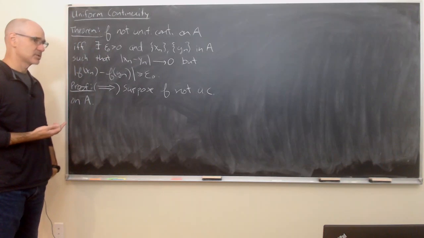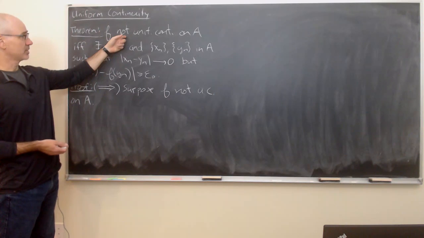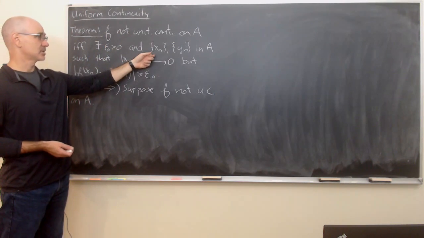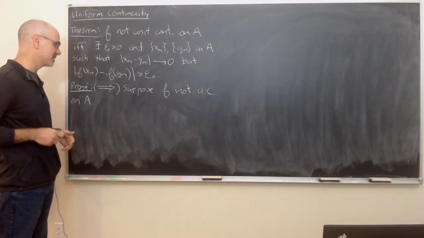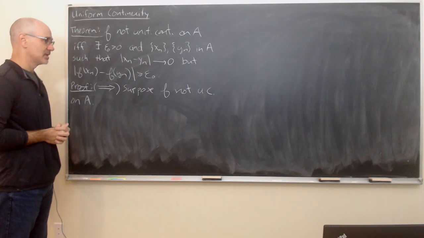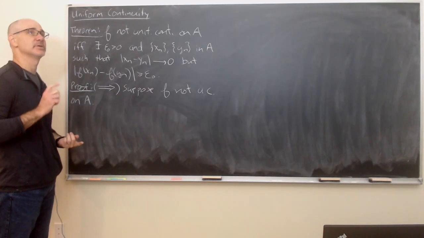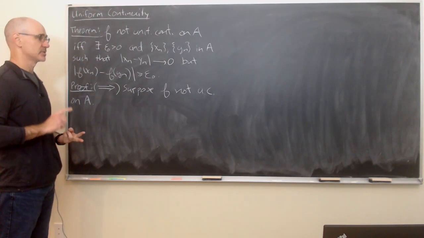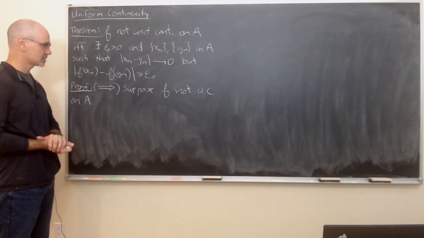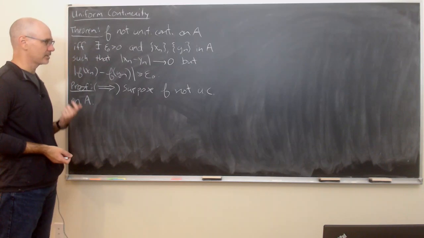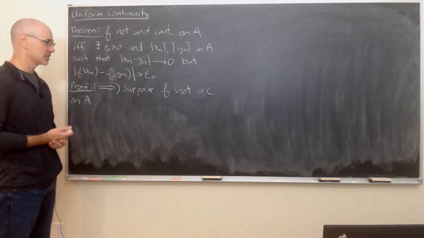It's an if and only if statement, so we have two directions to prove. The first one is, let's suppose that f is not uniformly continuous on A. Then we have to construct a sequence like this that works. So we have to have an idea of what it means for f to not be uniformly continuous on A. The definition says it is uniformly continuous if for every epsilon bigger than 0, there is a delta bigger than 0 that works. What I mean by works is that for every x and y within delta of each other, |f(x) - f(y)| is less than epsilon.